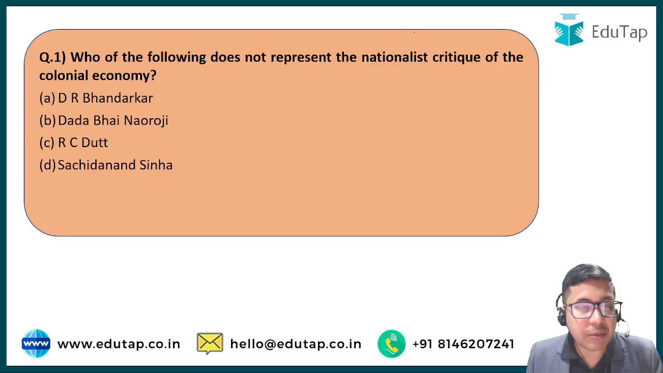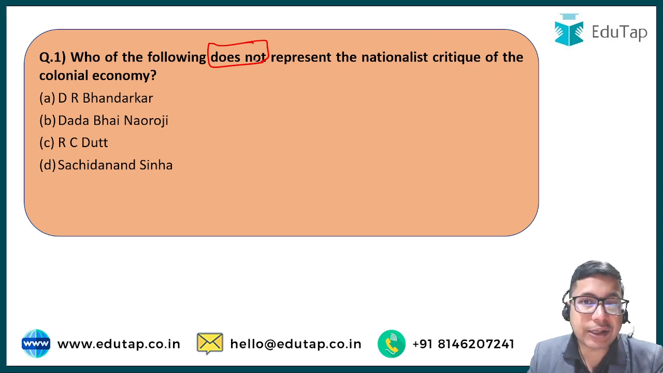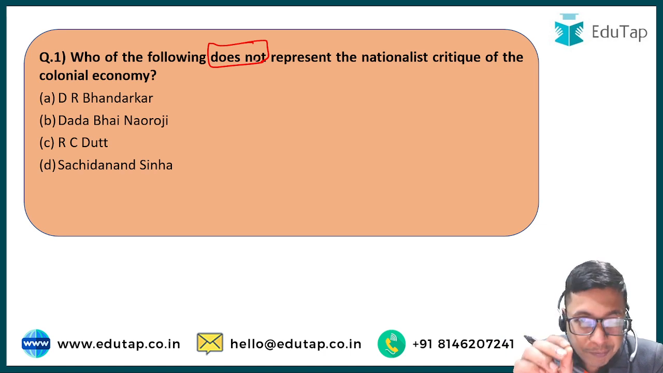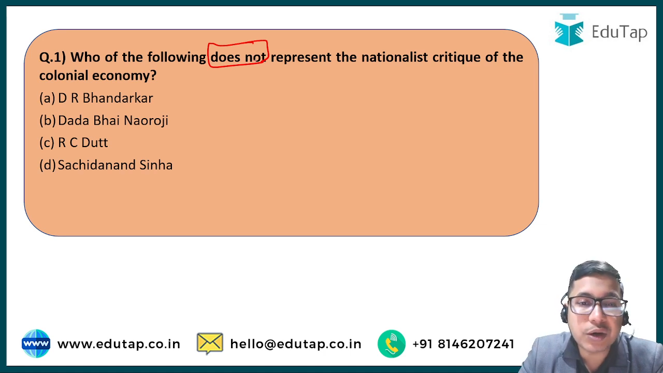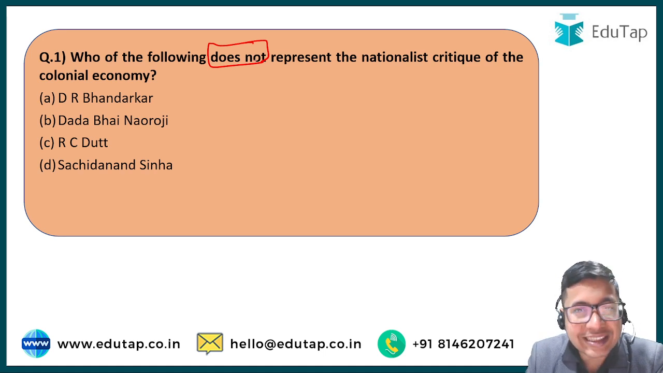First of all, question number one is in front of you. Who of the following does not represent, be very careful, who of the following does not represent the nationalist critique of colonial economy? In the paper also, when you are going to attempt the recruitment test of ESIC DD, be very careful that whenever you read the questions, give special attention to words like does not, correct, incorrect, true or false. So many times the examiner wants to play games with you. They want to ask for the incorrect statements instead of the correct statements. So be very careful and do not commit such silly mistakes.